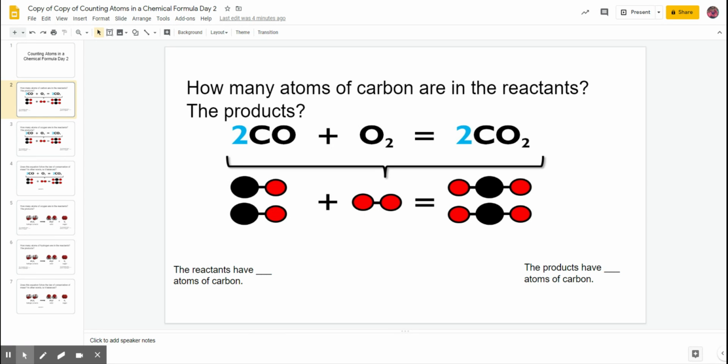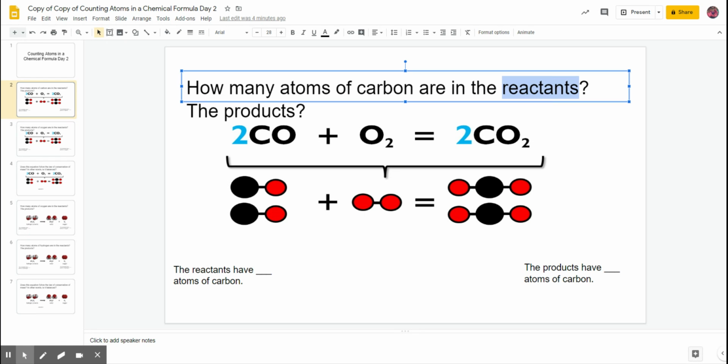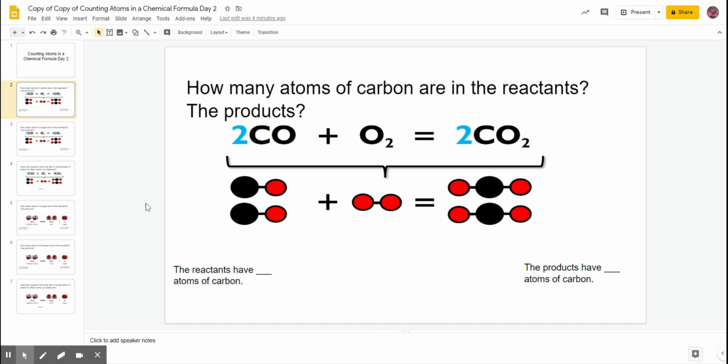So, let's start by looking at this. How many atoms of carbon are in the reactants and the products? Well, there's one place we could be getting confused. What if we don't know what the reactants are and we don't know what the products are? Then we can't even answer the question. Well, this is from our notes last week on Edpuzzle. If you'd like to go rewatch them, you can. If not, live your life.